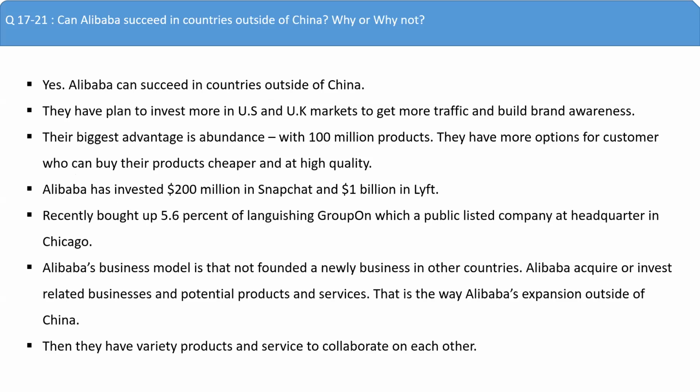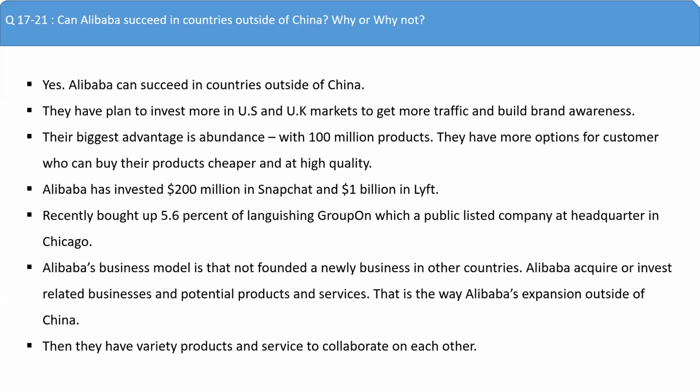Alibaba has invested 200 million in Snapchat and 1 billion in Lyft. These are not in the China market. This is the US market. Recently, they also bought 5.6% of the languishing Groupon, which is a publicly listed company headquartered in Chicago. So they bought 5.6% of Groupon. Groupon is a discount website.